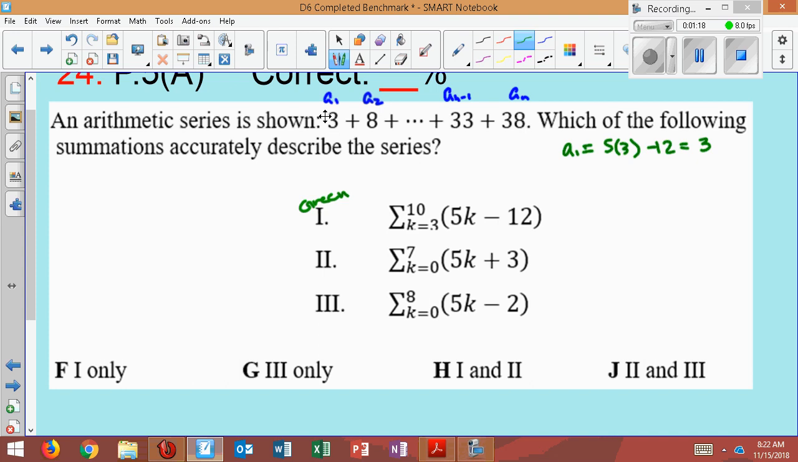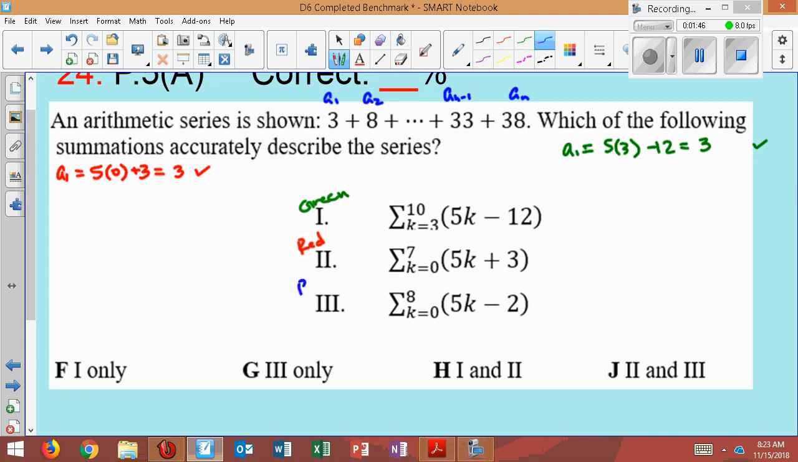Does that correspond to what it's supposed to be? Yes, it does. So far, we're good on this one. First one matches up. So now let's try this next one. We'll do this one in red. Number 2 will be in red. So this time, to find a sub 1, I need to plug in 0. So it'd be 5 times 0 plus 3. 5 times 0 is 0, plus 3 is 3. Is that what it's supposed to be? Yes, it is. That one matches up.